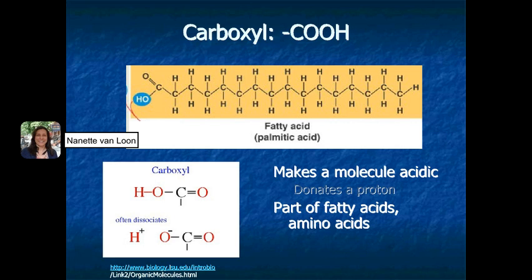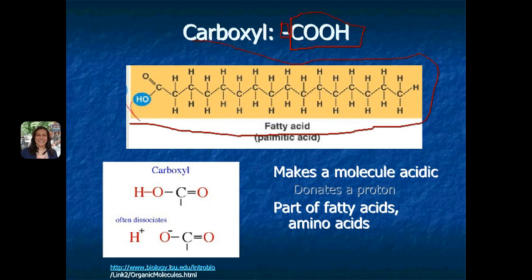The carboxyl functional group is COOH. This symbol that we see here is not a minus sign. It just symbolizes the covalent bond with which the carbon atom is attached to the bigger molecule. We can find the carboxyl functional group both in fatty acids, such as this fatty acid, palmitic acid, that we see over here, and in amino acids.